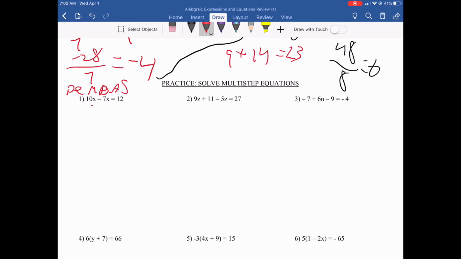And I see we have these terms that are like. So I add those up first. And I add the terms that are not like, so I combine them. 10x, take away 7x is 3x equals 12. Divide both sides by 3. X equals 4.